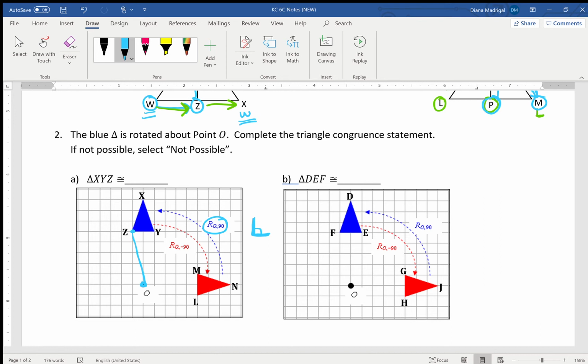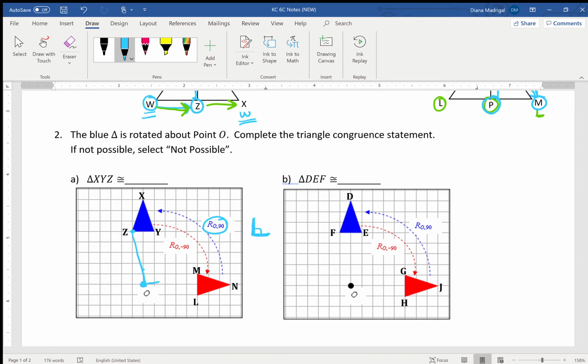And again, we have three different points on the red: M, L, and N. Out of these three, which one makes a straight L shape? Okay, let me go again. If I go with L, this is more than 90 degrees, so L is not going to be Z. If I go to N, it's not even 90 degrees, because this line should have been right here to be a 90-degree angle. But it's more than 90, so that is not my Z.